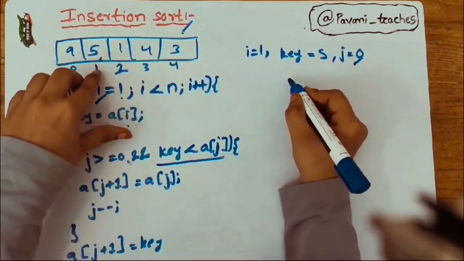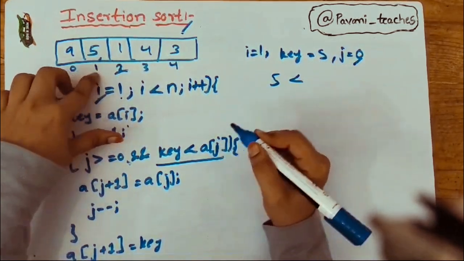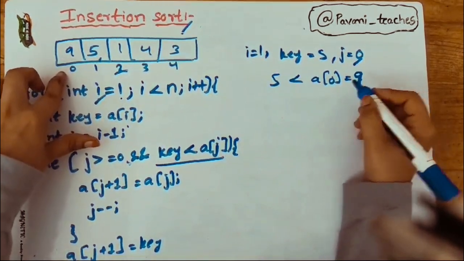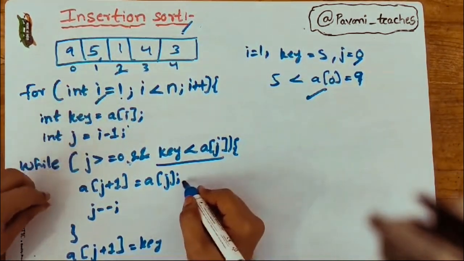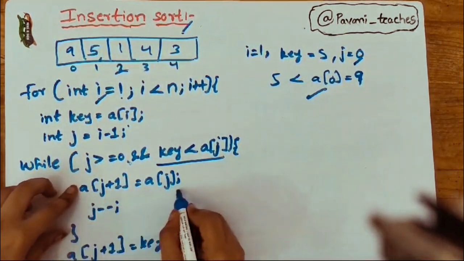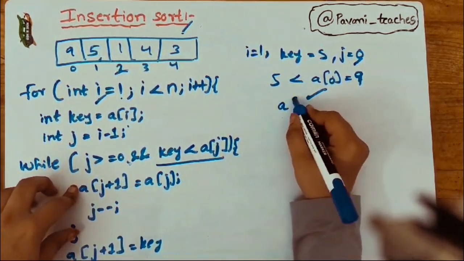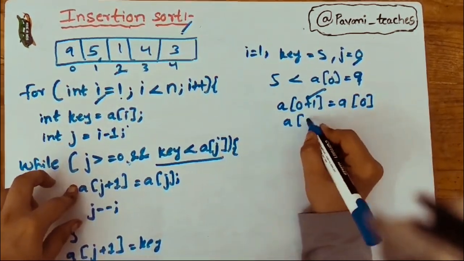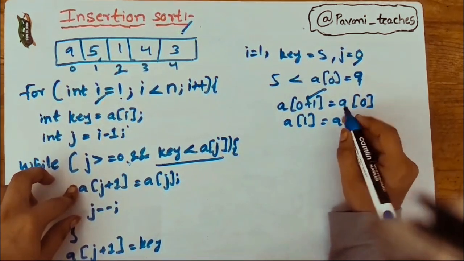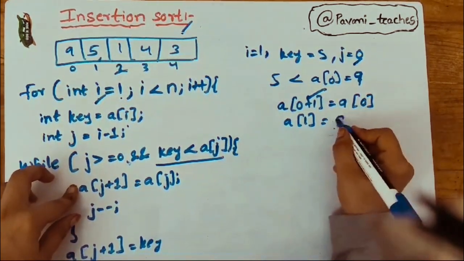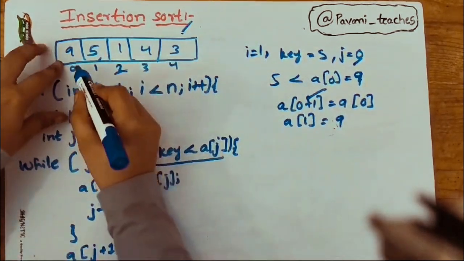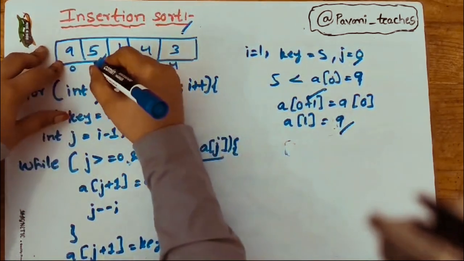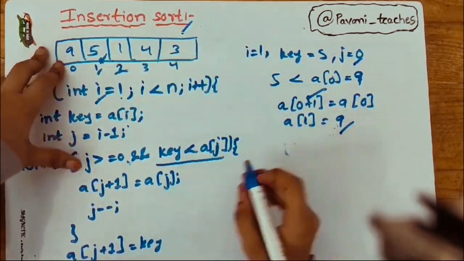That means key is equal to 5, and A of j means A of 0, which is equal to 9. Yes, this condition is true. Then it will go inside the while loop and perform these two operations, that is A of 0 plus 1 equal to A of 0, which is A of 1 equal to A of 0, which is the value 9. Here we are placing this 9 value in A of 1. After placing the 9 in A of 1, we have to decrement the value of j.